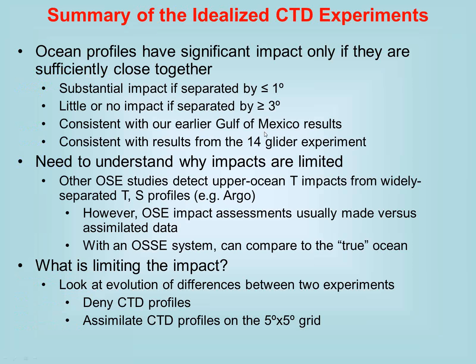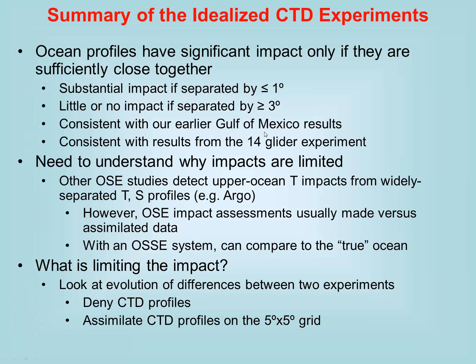Okay, so with our system right now, we're only seeing ocean profiles have significant impact if they're sufficiently close together. If they're separated by equal to or less than 1 degree, we see quite a bit of error reduction. But 3 degrees or larger, little or no impact. For somewhere between 1 and 3 degrees, we seem to lose most of our ability to correct the system. This is consistent with our earlier Gulf of Mexico results. And it's also consistent with the results from the 14 glider experiment, which were separated by several degrees, so it was very difficult to see any correction.